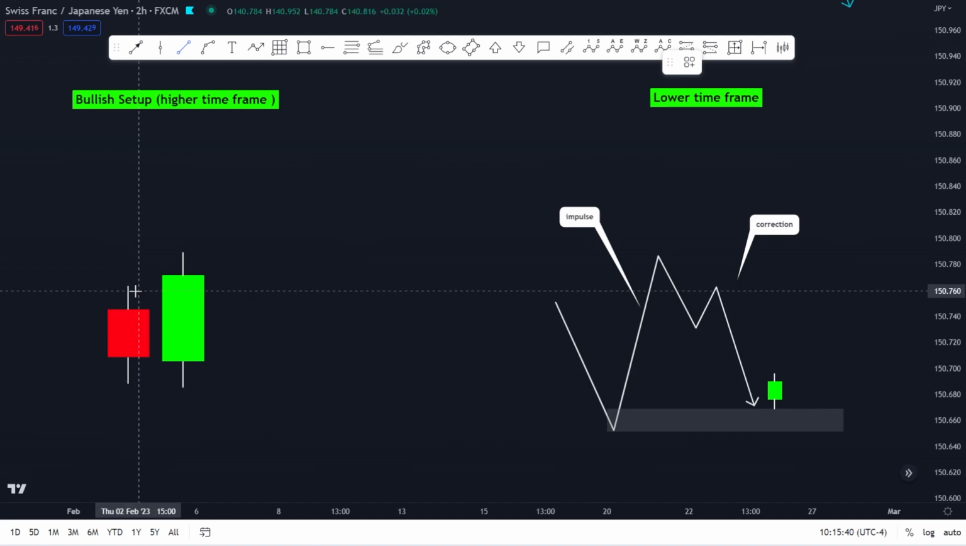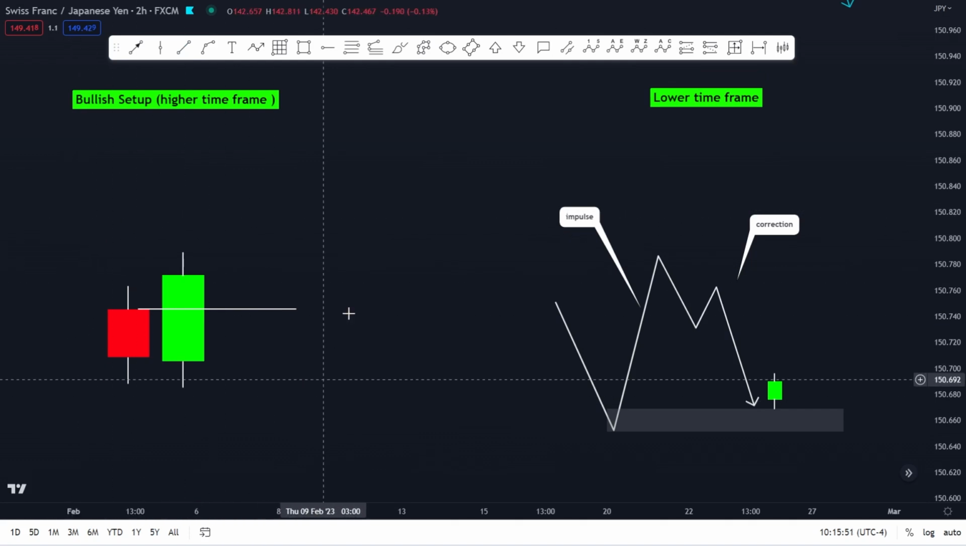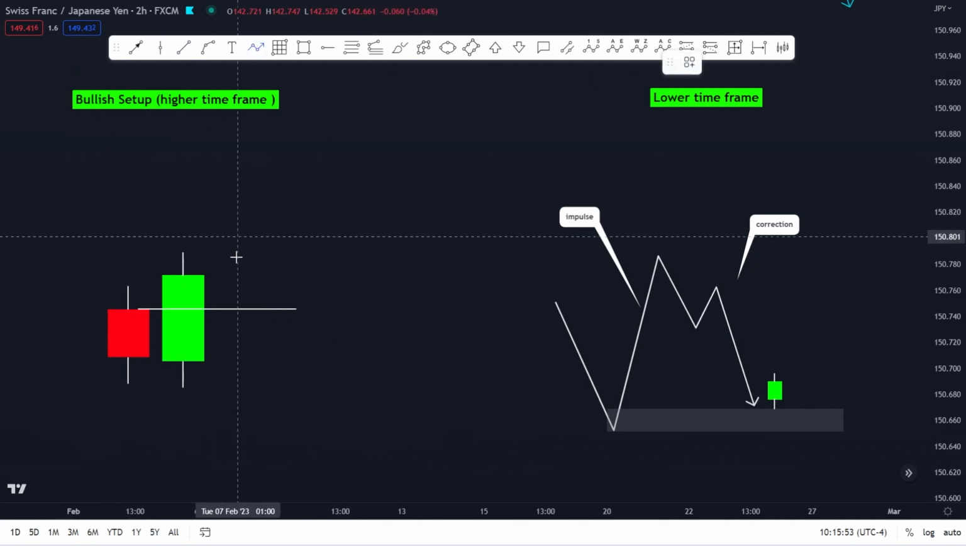On the open here, we put it on the open of the previous candlestick. This is the open of this bearish candlestick here, and then you put a line like this. This is your higher time frame analysis. So that means your analysis from the higher time frame will look something like this.